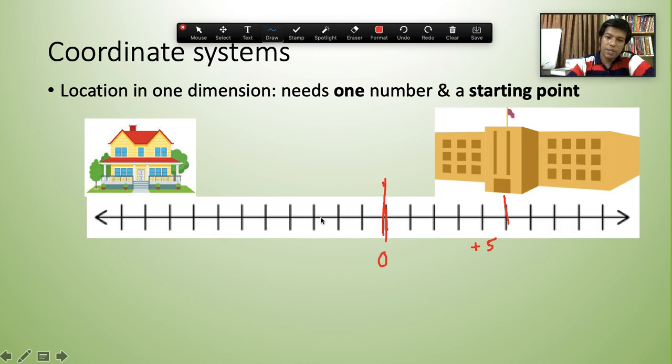Then let's say you ask, what about this line? Then it is 1, 2, 3. This is -3. If I ask, what about this line? Then it is 1, 2, 3, 4, 5, 6, 7. That means -7. The starting point is always here, so we will have to set the starting point. This is about one dimension.